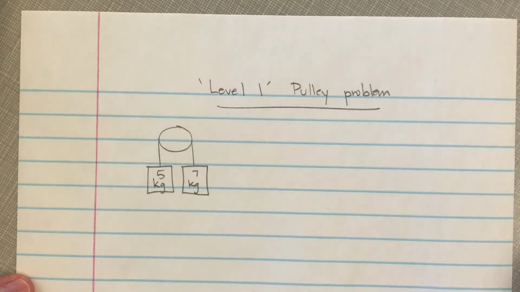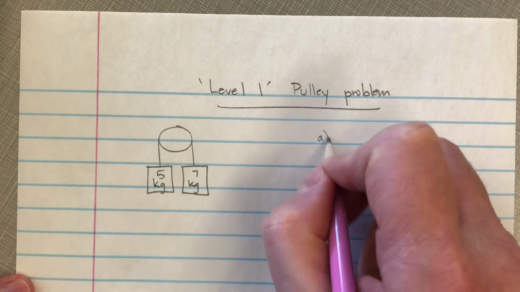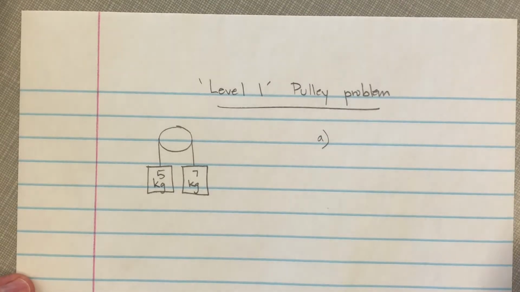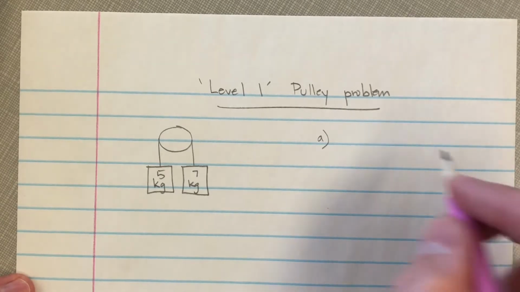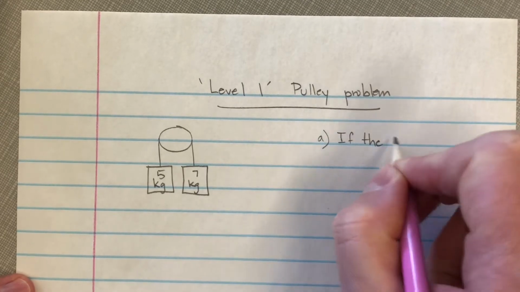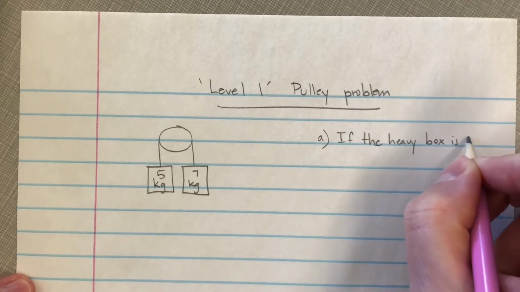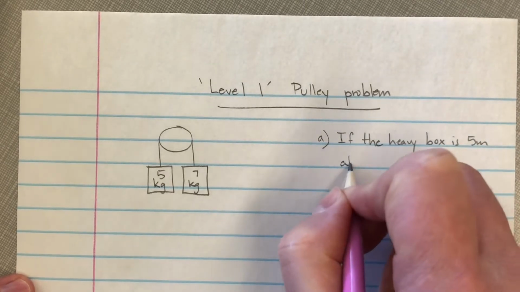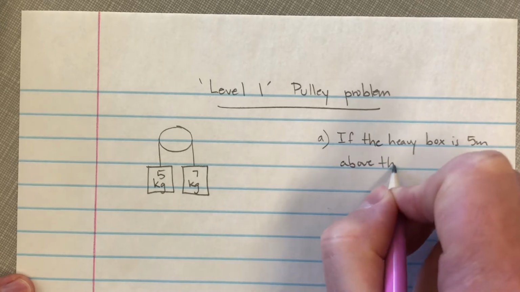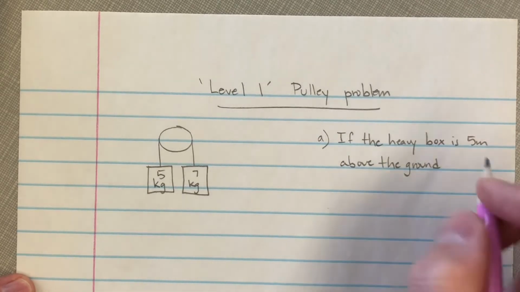So there's really a variety of questions I could ask you here, but pretty typical things that I would ask is something about the motion of this system. So I might ask something like, if I give you a little piece of extra information, if I say the heavy box is 5 meters above the ground, how much time will it take to reach the ground?